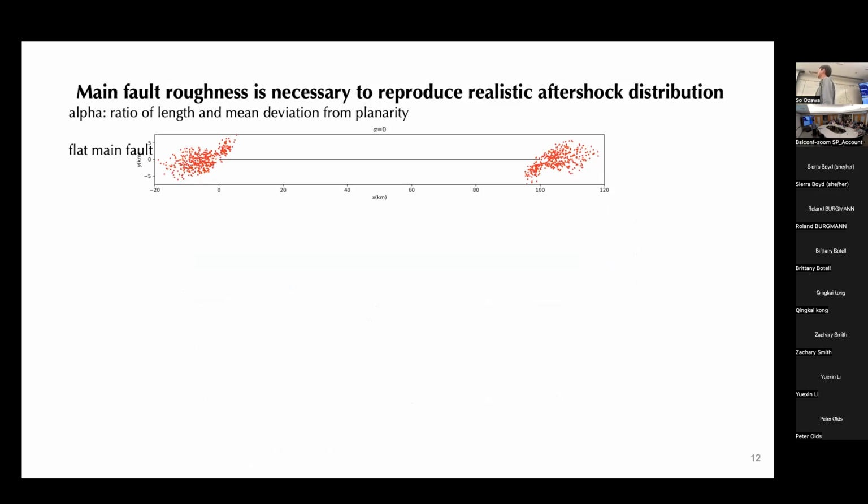So I'm doing a little bit of a parameter study. One very important parameter in this simulation is alpha, which is defined as the ratio between the length of the fault, 100 km here, and the mean deviation from planarity.